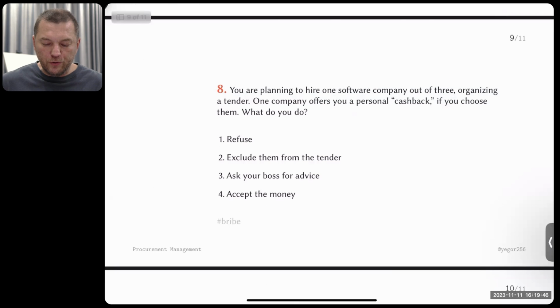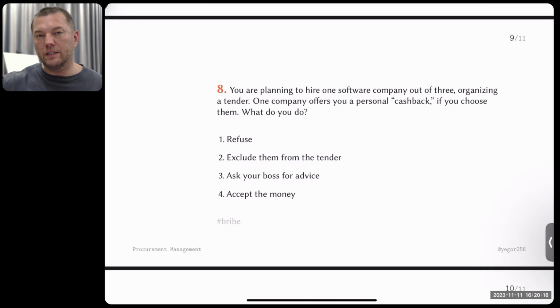Question 8. You're planning to hire one software company out of 3, organizing a tender. You have 3 companies, you try to decide which one will stay with you, which one will get the contract from you. And then one of the companies comes to you and offers you a personal cashback. So it means that your company, let's say you work at Microsoft, for example, a large company. So you sit in Microsoft, you want to contract a smaller company where you get 10 programmers who will do something for you.